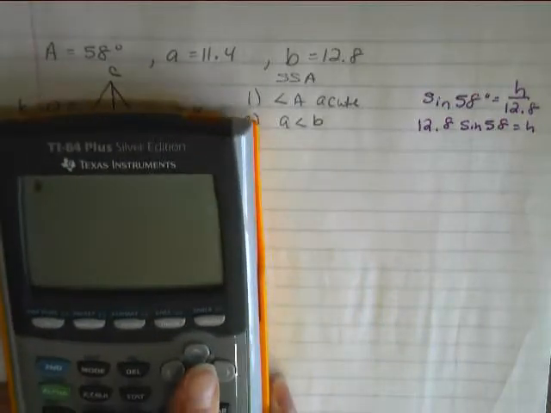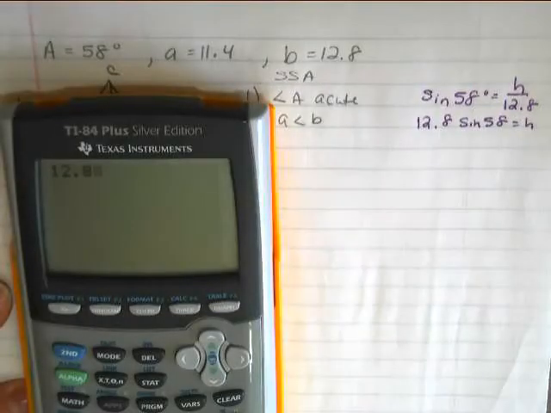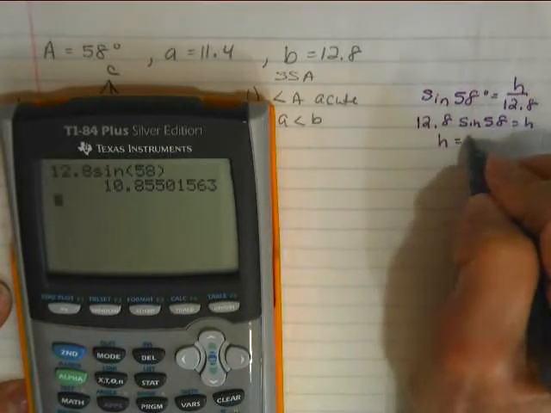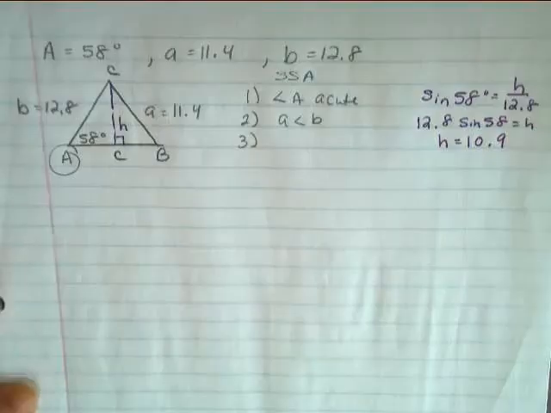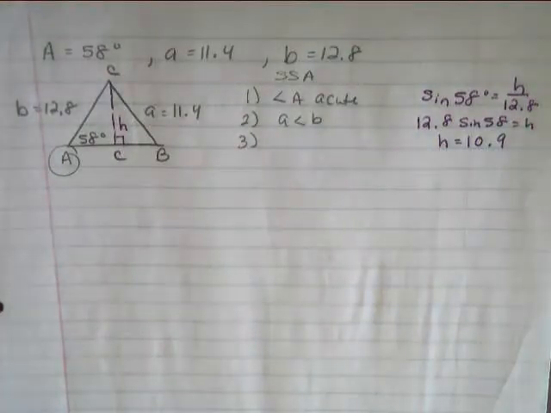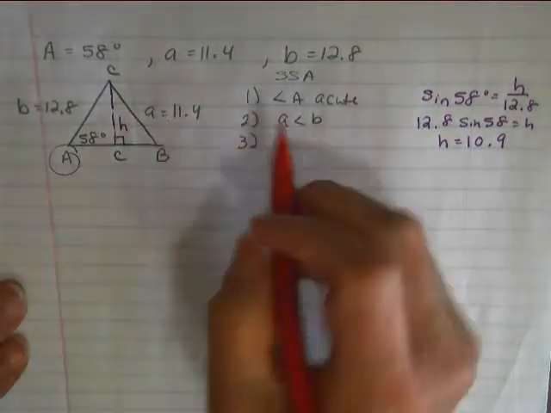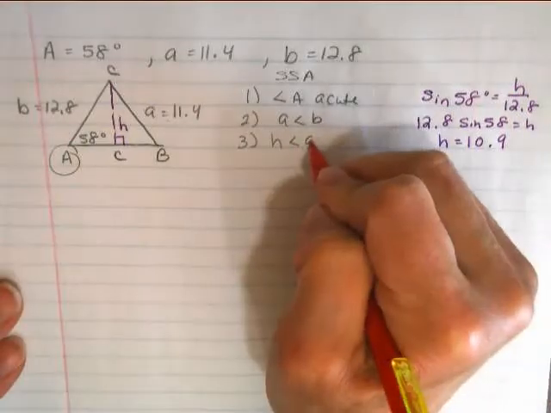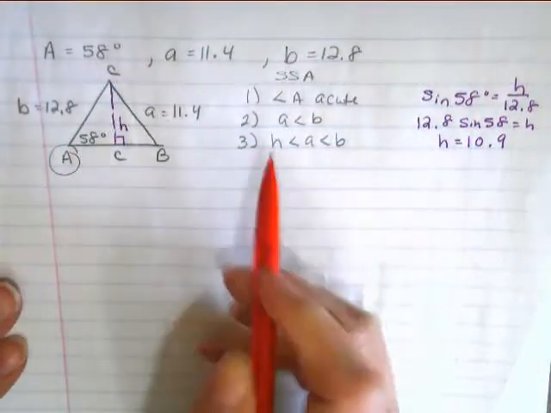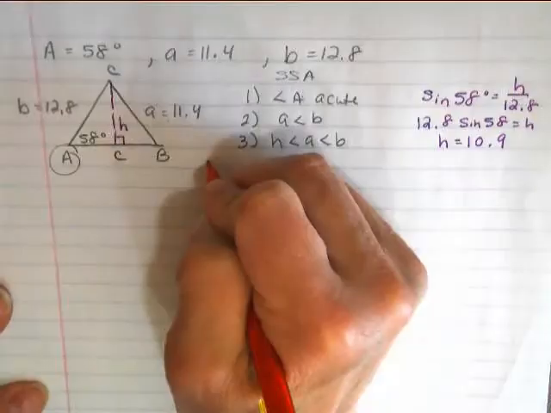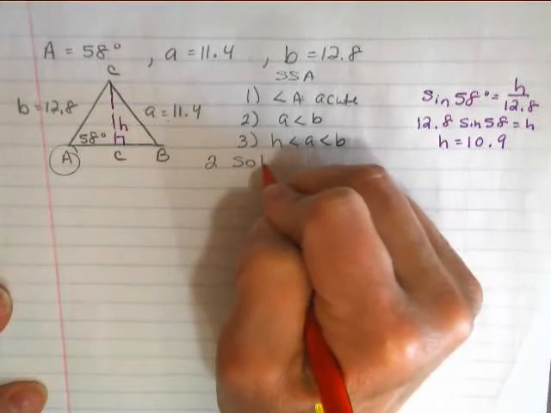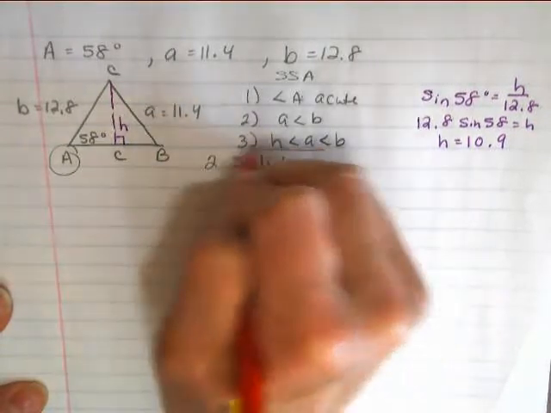So I put that into my calculator. Make sure you're in degree mode. 12.8 times the sine of 58 gives me a value where H is equal to 10.9. So if H is equal to 10.9, then I know that H is less than A, which is less than B. Because we've met these three requirements under the angle-side-side situation, we know we are going to have two solutions to this problem.